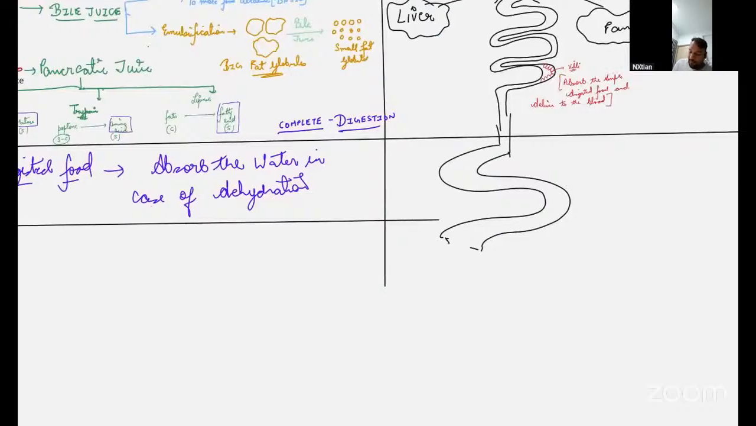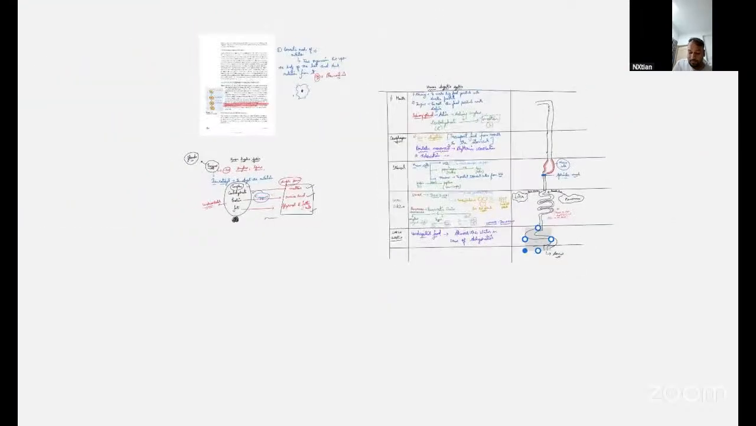And then the undigested food will come out as excreta. This is the part, and this is the excretory product for it.